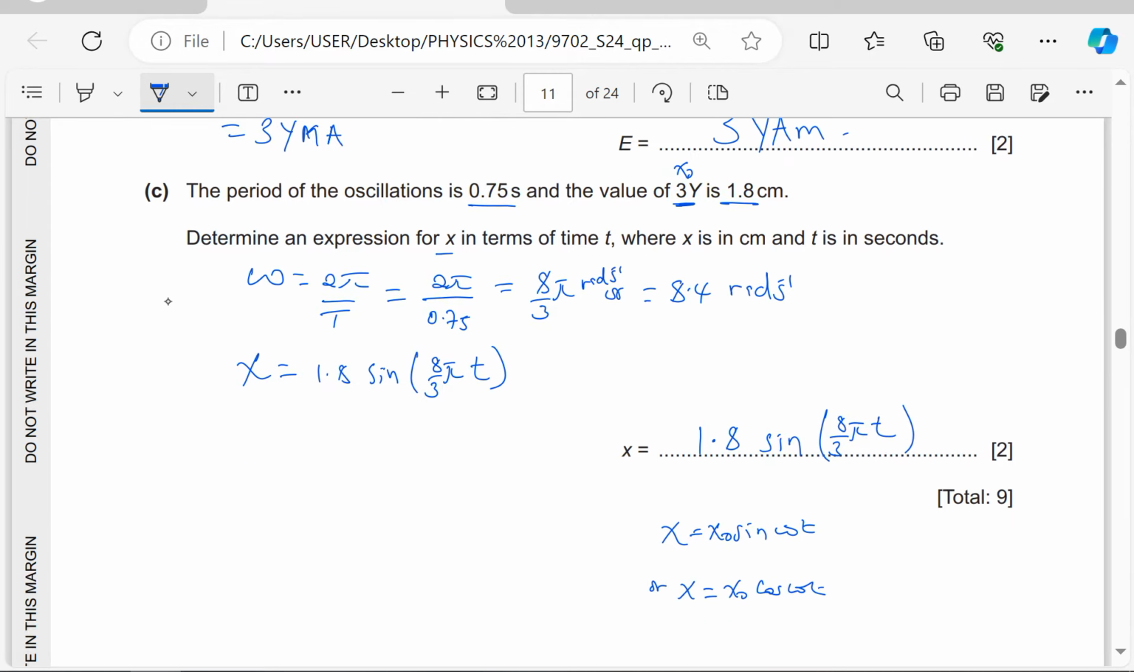Or you can write x equals 1.8 cos of 8.4 times t. I'm using both because they did not tell us when timing started. If they had told us the timing started when it was at maximum displacement, then we would know. But none of them shows the value of x when t equals 0. So either of these would be correct. Any of these would be correct.